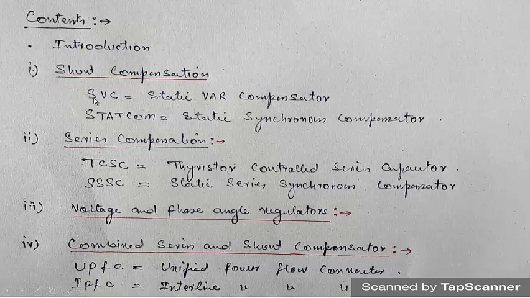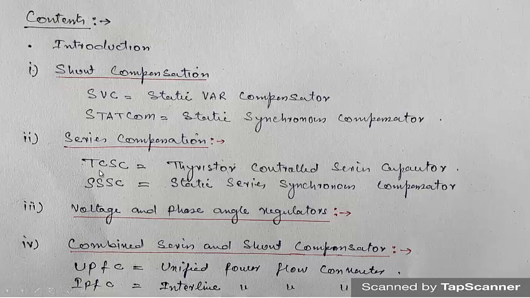In shunt compensation we have two types of compensators. One is the static var compensator, which is usually based on thyristor. It is a semi-controlled compensator or semi-controlled power electronic device. And we have a STATCOM, static synchronous compensator. This is a fully controlled compensator. It is usually using MOSFETs. We'll also discuss why this "synchronous" comes over here and what "static" means.